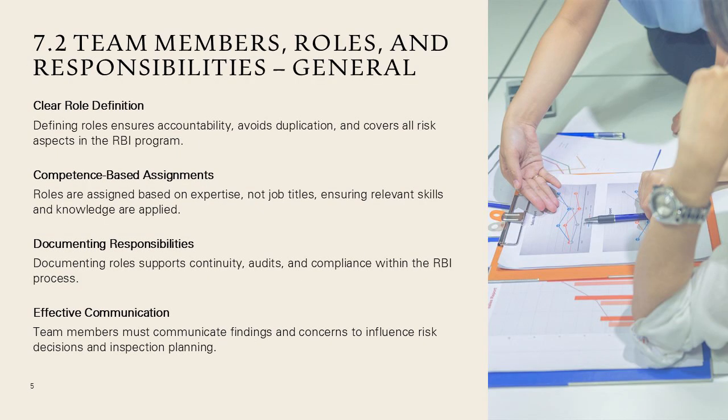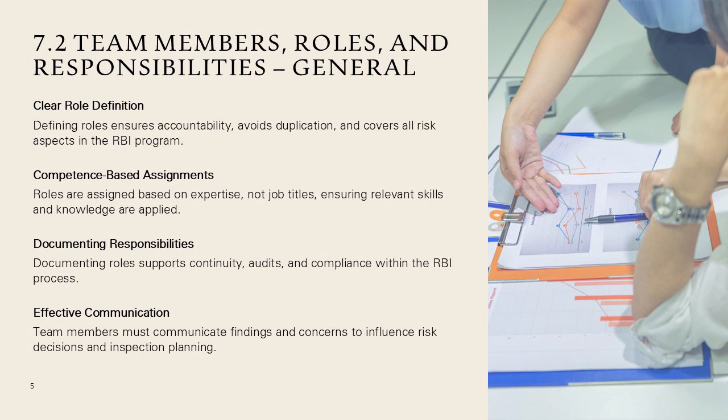Section 7.2 of API RP 580 provides general guidance on defining team members, their roles, and their responsibilities within an RBI program. Clear role definition is essential to ensure accountability, avoid duplication of effort, and confirm that all aspects of risk are adequately addressed. Each team member is expected to contribute within their area of expertise while understanding how their input influences overall risk decisions.